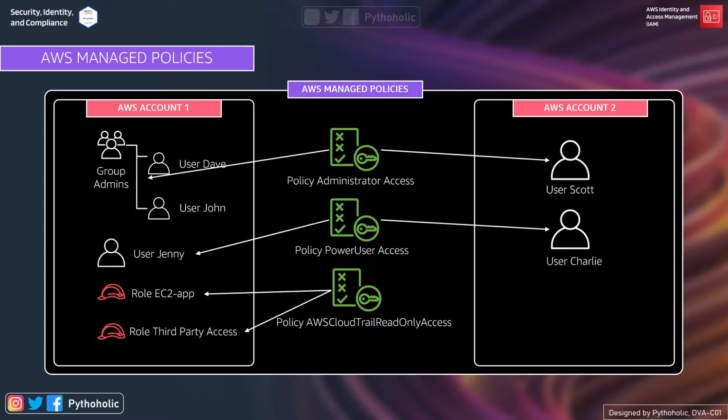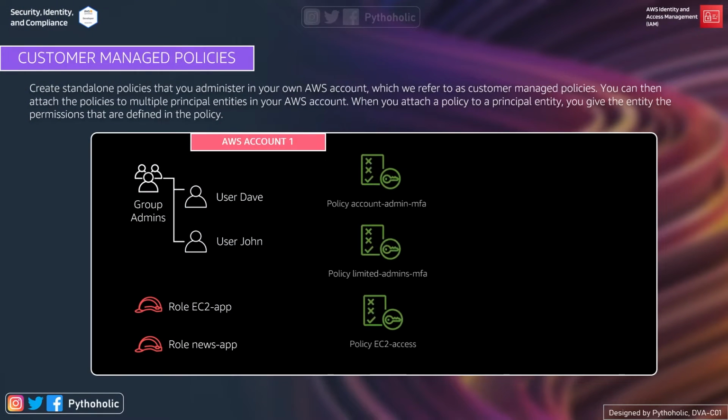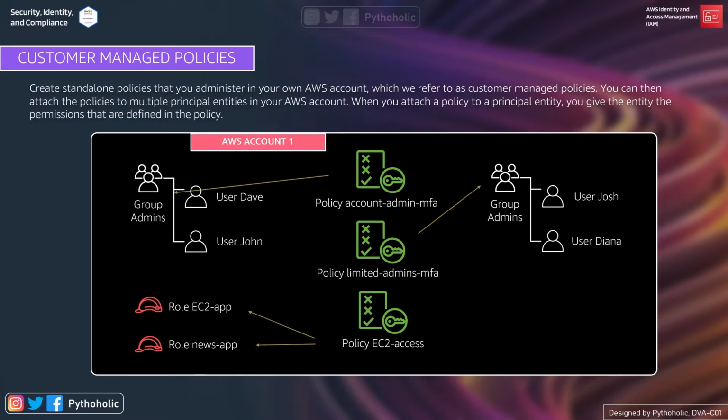Along with managed policies, we also have customer managed policies. Unlike AWS managed policies, with customer managed policies, we can create standalone policies that we administer in our own account. And these policies are referred to as customer managed policies. Here we create the policies for our own AWS account. So you understand the difference? AWS managed policies are being created and managed and administered by AWS, whereas customer managed policies are being created by us and administered by us for our own AWS account. We create the policies for our AWS account. And if you can see here, we have 3 customer managed policies: account admin MFA, limited admins MFA, and EC2 access.